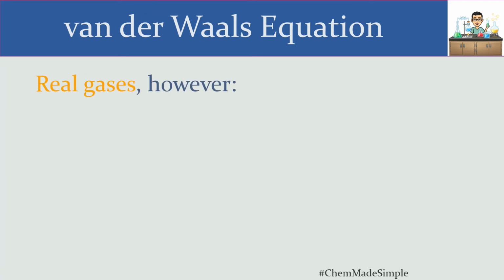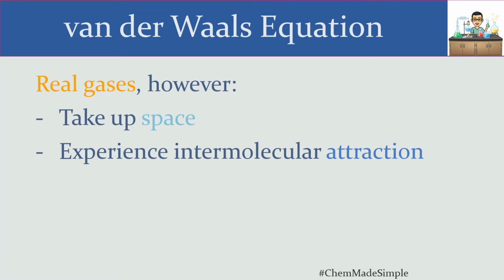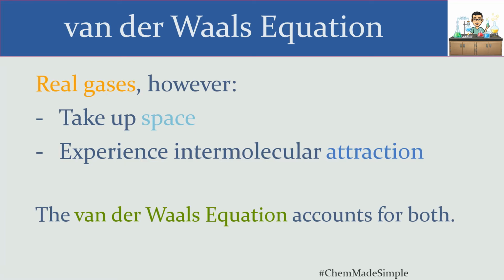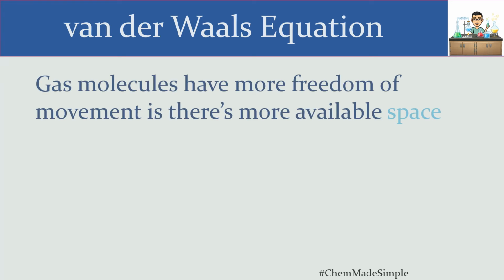And so when we take a look at real gases, real gases do the opposite of everything we just said. Real gas molecules do take up space. Their volume is not necessarily completely negligible, and they do experience intermolecular attraction. And so van der Waals equation accounts for both of those things: that the actual molecules might take up space, and that real gases do experience intermolecular attraction. Gas molecules have more freedom of movement only if there's more available space. So let's try to quantify that amount of available space.